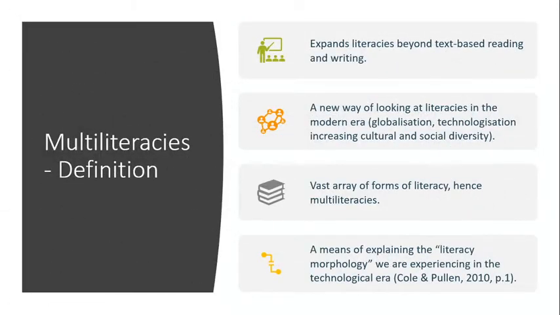Now, multiliteracies is an approach to pedagogies which expands literacies beyond text-based reading and writing. It is a new way of looking at literacies in the modern era, which considers the massive effect that globalization, technology, and increasing social and cultural diversity have on education. There is now an increasingly vast array of forms of literacy, hence the multi in multiliteracies. These forms of literacy are rapidly changing in a kind of literacy morphology, as Cole and Pullen describe it, unique to the technological era.